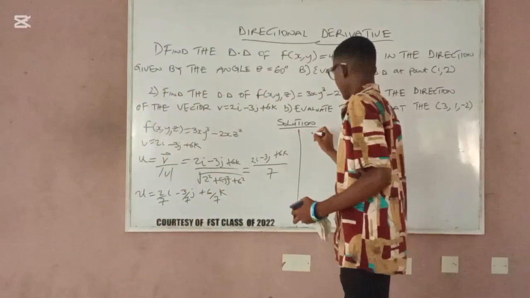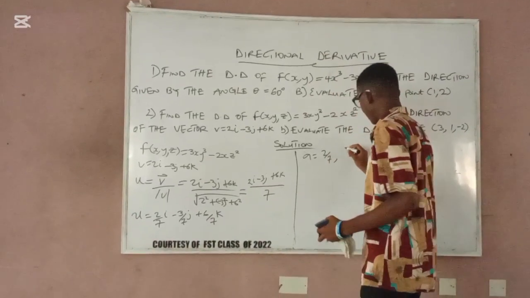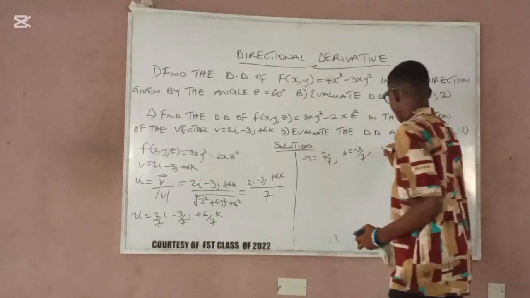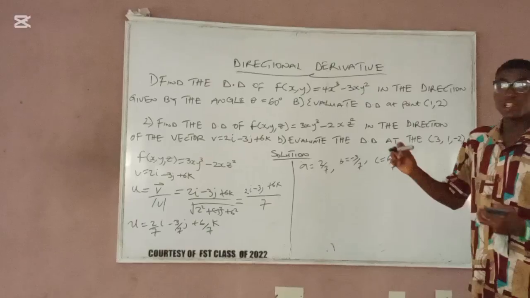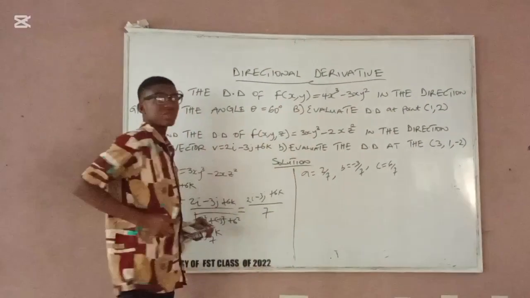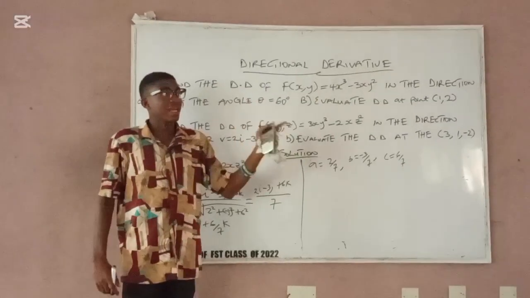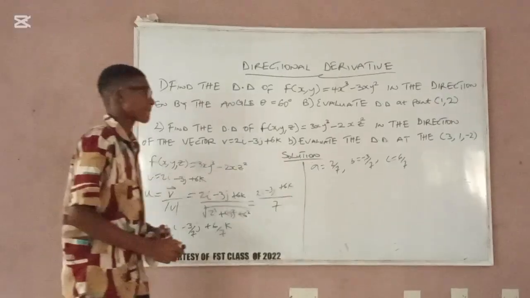So from this I can say a equals 2 over 7, b equals minus 3 over 7, and c equals 6 over 7. The aim of finding your u is to get a, b, and c. In that case, just x and y, so you want a and b. For this case, I have x, y, and z, so you find a, b, and c. So that is it.